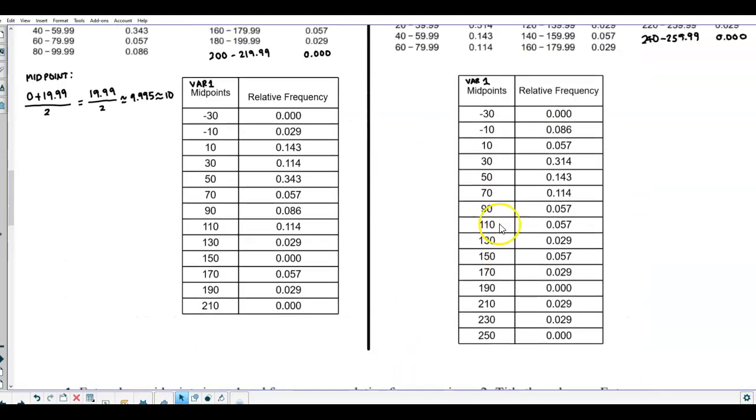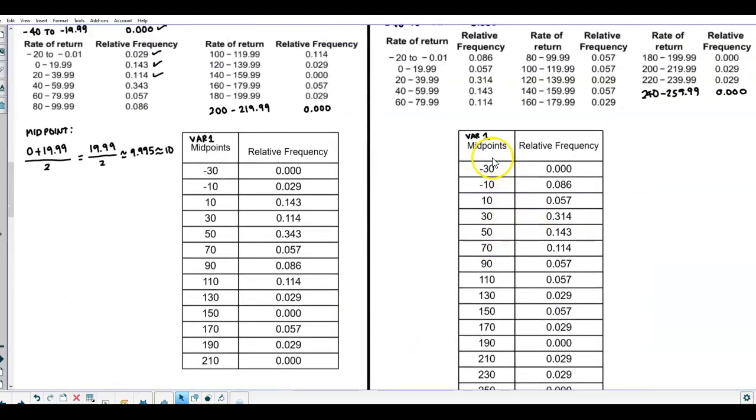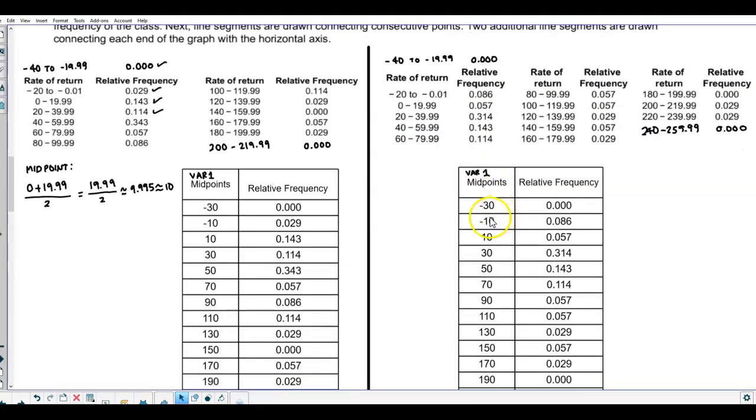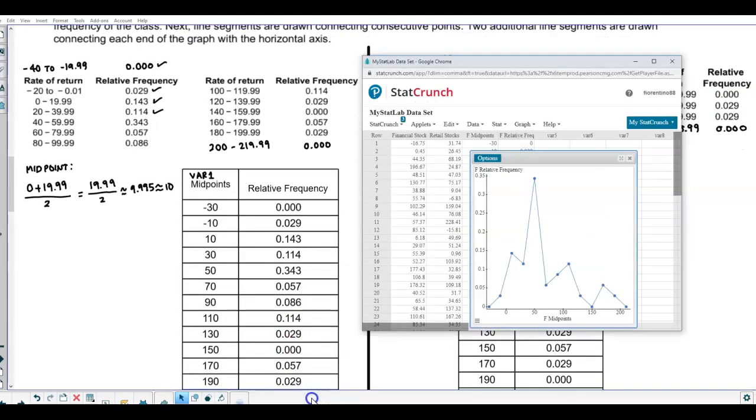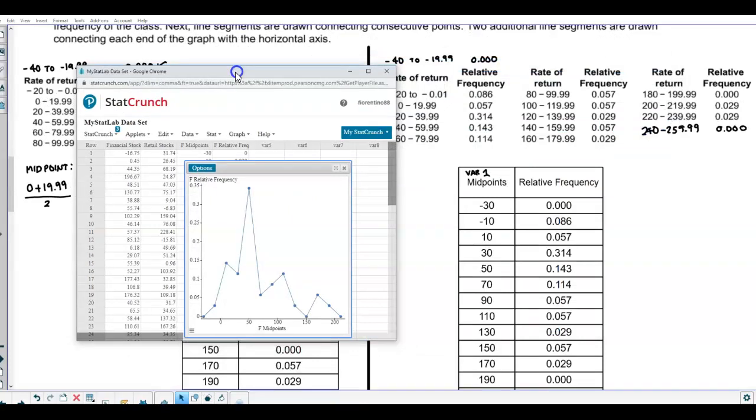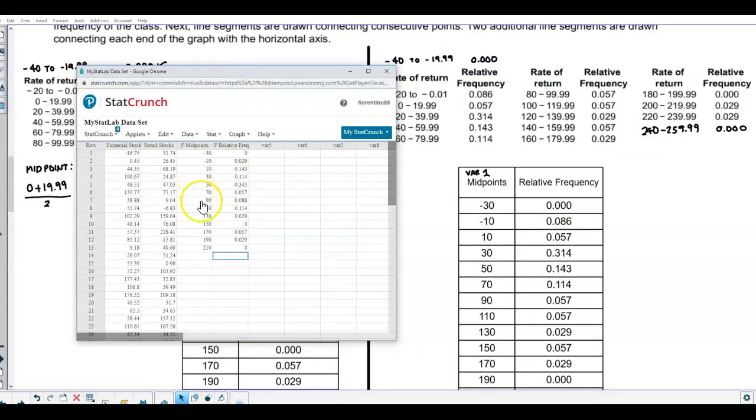Okay, now we're going to go ahead and do the same thing with the retail stocks. So let's go back to our data set. Okay, and then what we can do is create another column. We're going to call that R midpoints. And then we're going to call it R relative frequency.